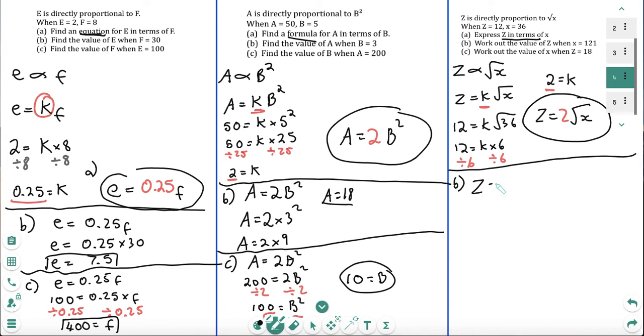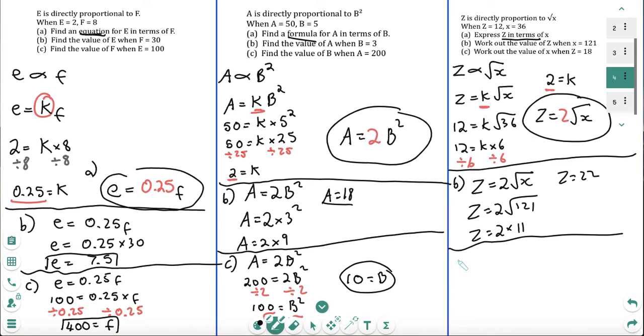Copy out my formula. Find z when x is 121. So z equals 2 times square root of 121, which is 11. So z equals 22. And then last one, copy out my formula. Find x when z is 18. So I'll replace this z with 18.